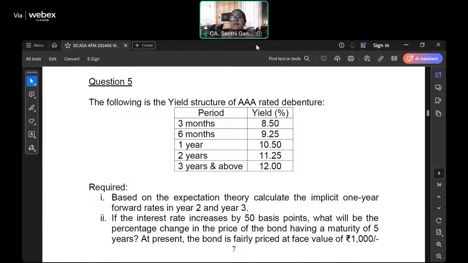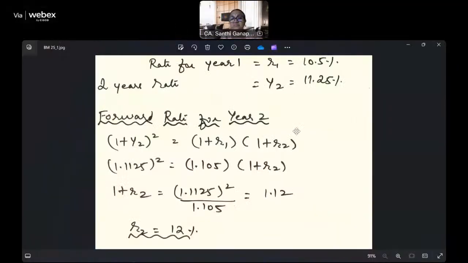Now how do we go about this? There are two things here. One, the rate for year one, and then the 2 years rate now. We also have the rate for year two. Market expectation theory says, if we have the 1 year rate for year one and the 1 year rate for year 2, with this we can construct the 2 years rate now.